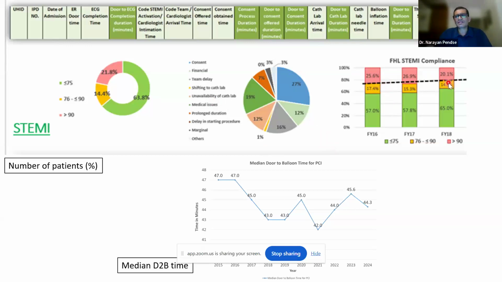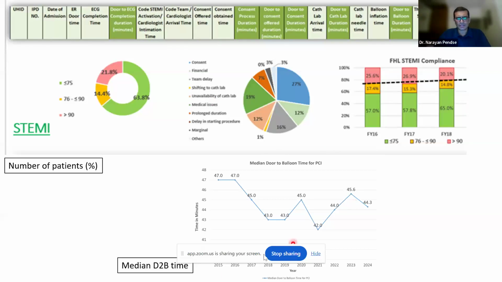with the idea that you monitor the compliance percentage to this particular parameter. What you can also do is calculate the average or the median door to balloon time for that particular set of patients in that particular month, and see whether your overall median time is coming lower and lower or not, because it means that you are able to reperfuse more and more patients in a shorter window period.